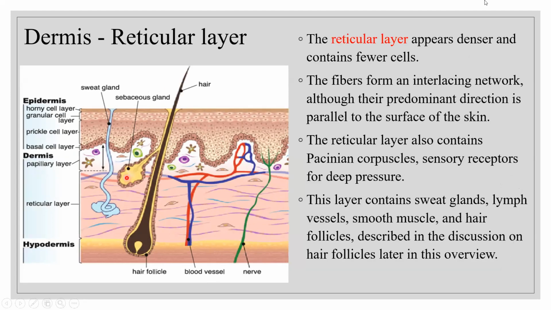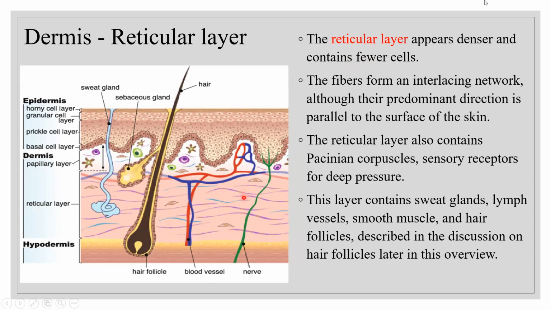And now we go to the reticular layer, the layer beneath the papillary layer. The reticular layer appears denser and contains fewer cells, because it is dense connective tissue. The fibers form an interlacing network, although their predominant direction is parallel to the surface of the skin.